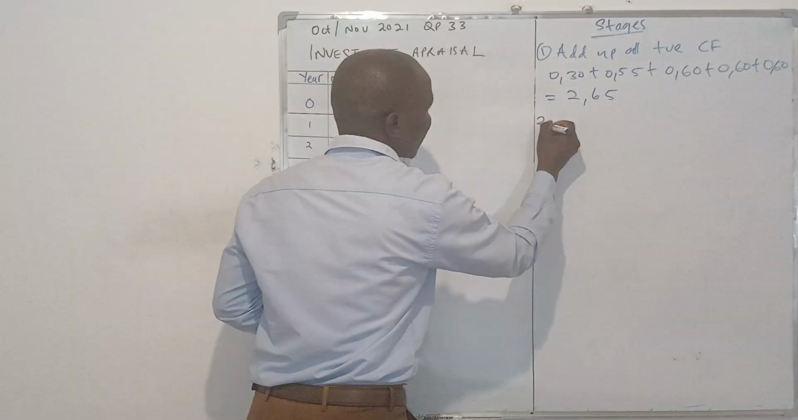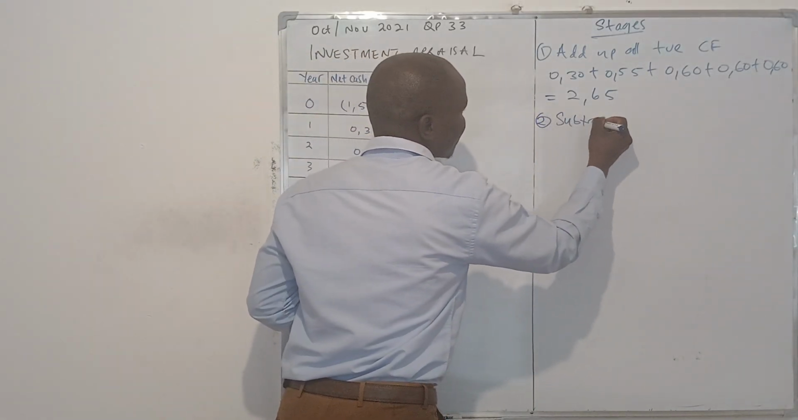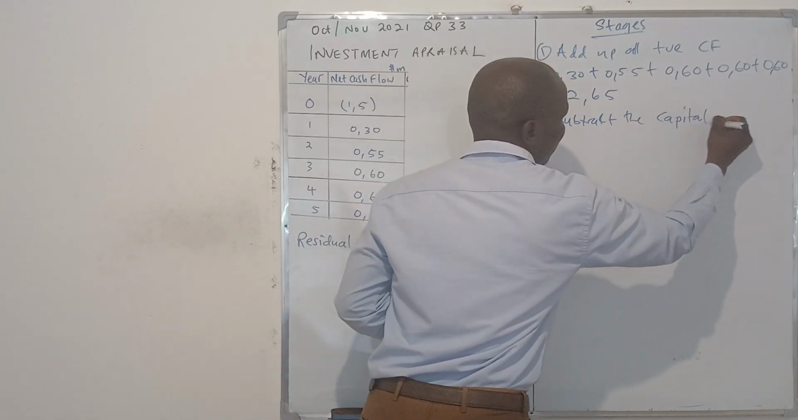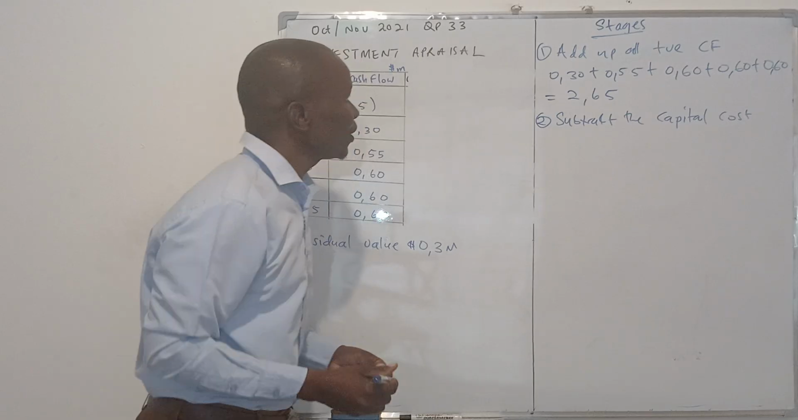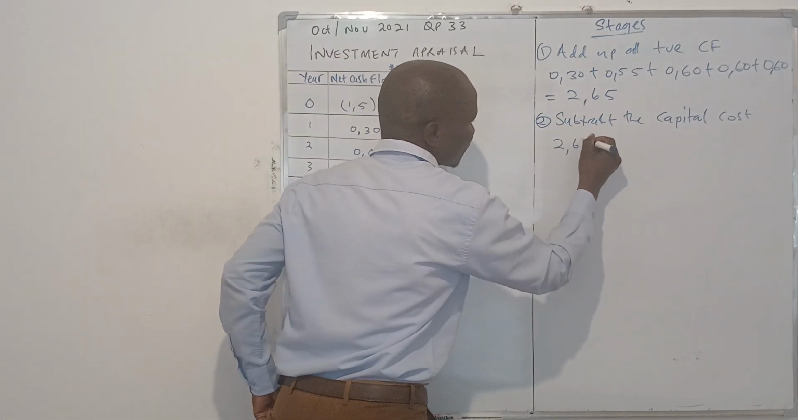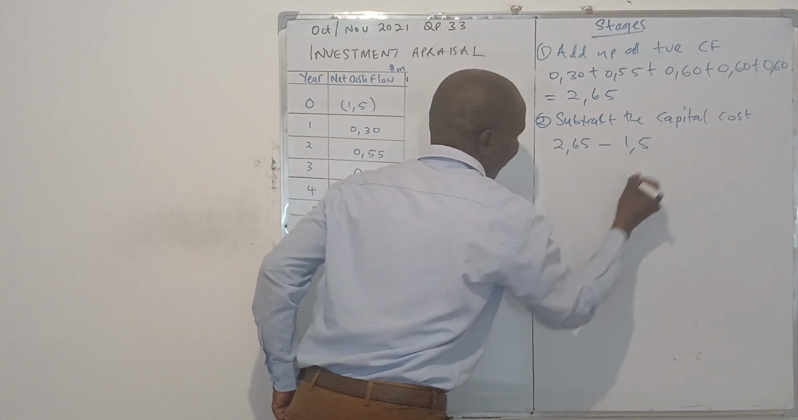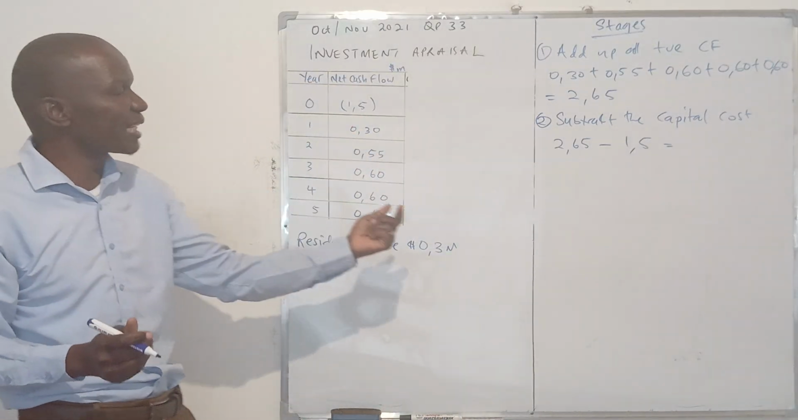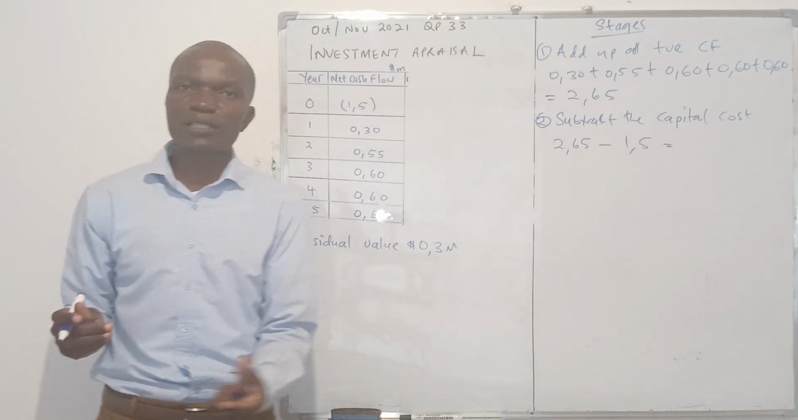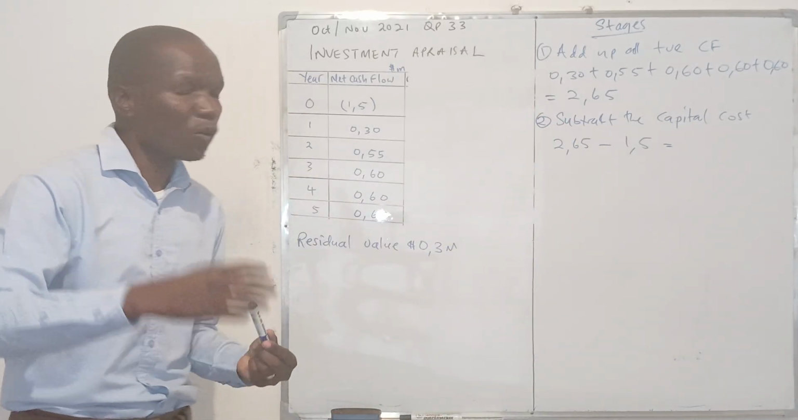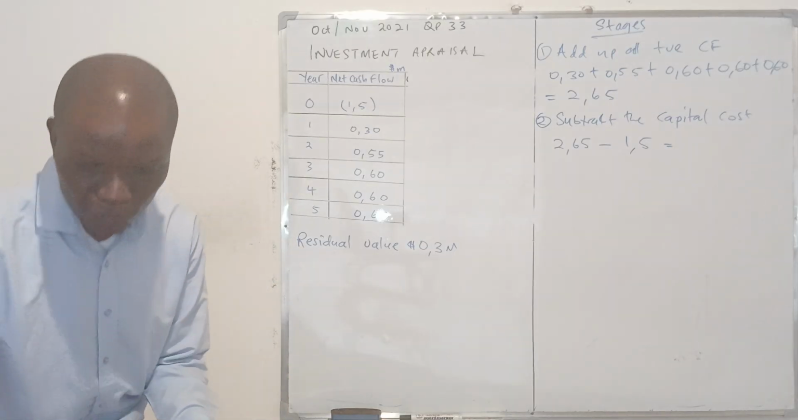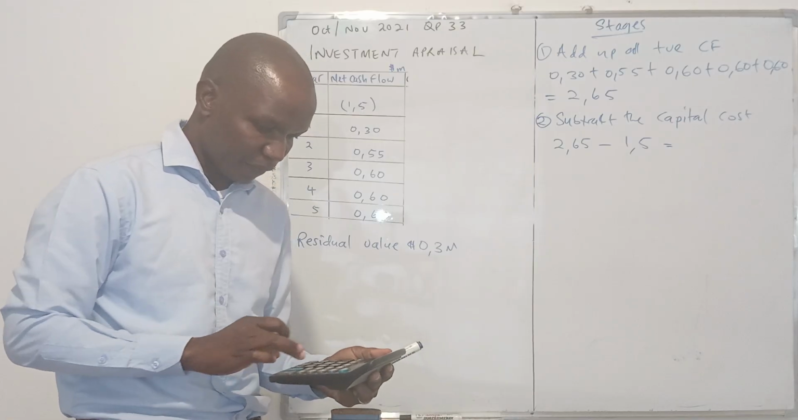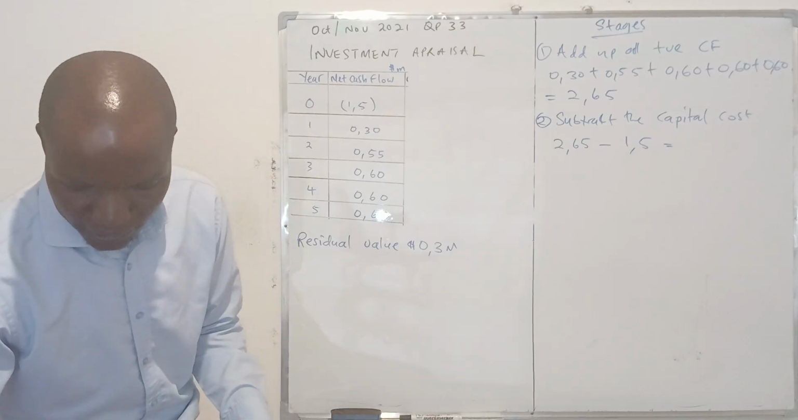Then number two, subtract the capital cost of the project. So in other words, we're going to say now the 2.65 minus the 1.5. The 1.5 is the capital cost. It should be subtracted from what you got when you added up all the positive cash flows. So now it seems like you're calculating profit from the project. 2.65 minus 1.5 gives you 1.15.